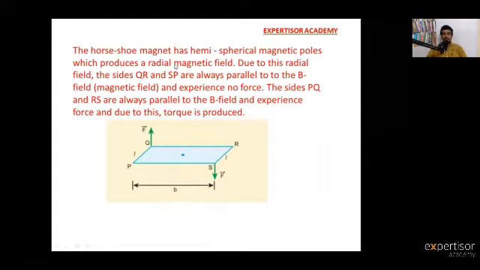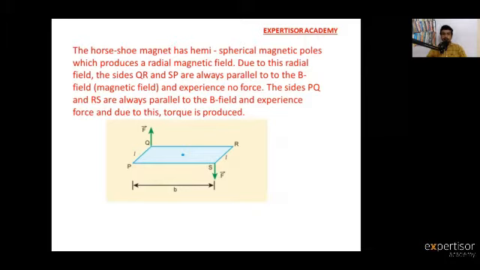The horseshoe magnet has hemispherical magnetic poles, which produce a radial magnetic field. Due to this radial field, the sides QR and SP are always parallel to the magnetic field and experience no force. That is the meaning of a radial magnetic field. Net force is zero.